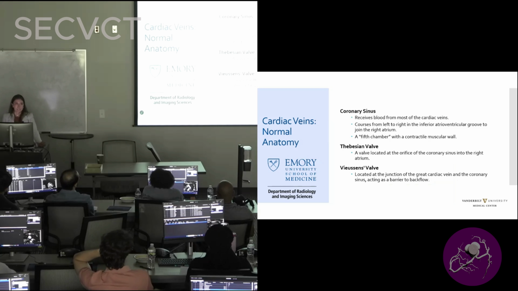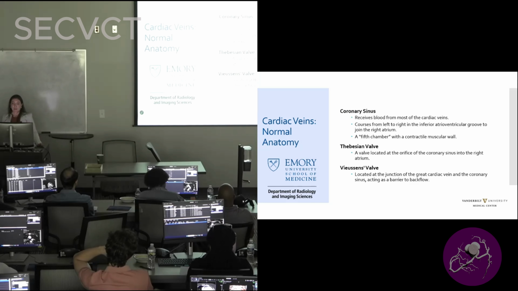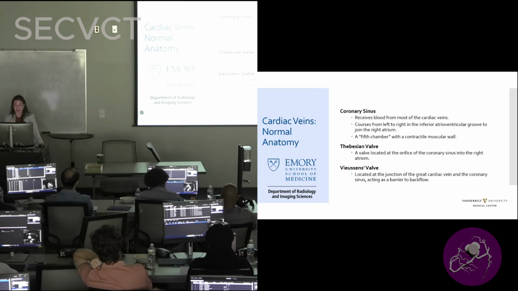So the coronary sinus is the biggest one, receives blood from most of the cardiac veins, and of course runs left to right in the inferior AV groove to join the right atrium. Sometimes it's called the fifth chamber because it has a contractile muscular wall. It has the Thebesian valve and the Vieussens valve. The Thebesian valve is located at the orifice of the origin, and it's the largest one. The Vieussens valve is located at the junction of the great cardiac vein and the coronary sinus, and basically acts as a barrier to blood flow.